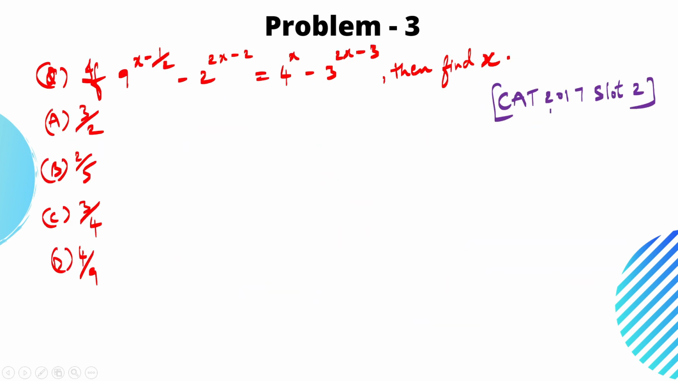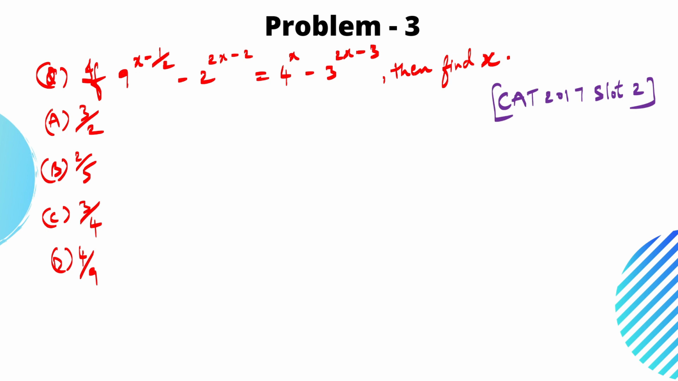Those are enough. Let us solve this. If 9 to the power (x minus 1)/2 minus 2 to the power 2x minus 2 is equal to something, then find x. This appeared in 2017 CAT slot 2. Alright. So be it CAT or be it Z, the properties, the basic rules remain same.